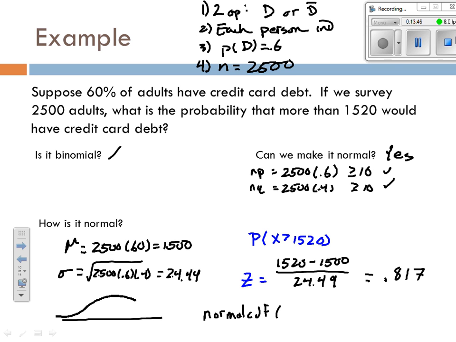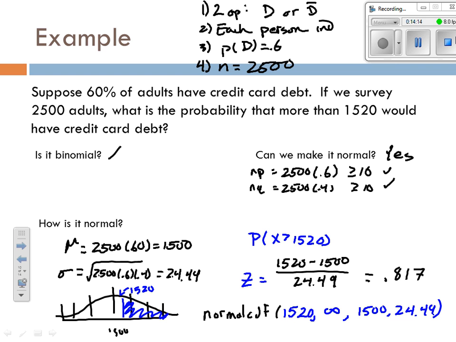so the sketch might help very quickly. My mean was 1500. I wanted 1520, which wasn't quite one standard deviation, and everything up. So my lower bound here is 1520. My upper bound is infinity. My mean was 1500, standard deviation 24.49. So normal CDF from 1520 to infinity.